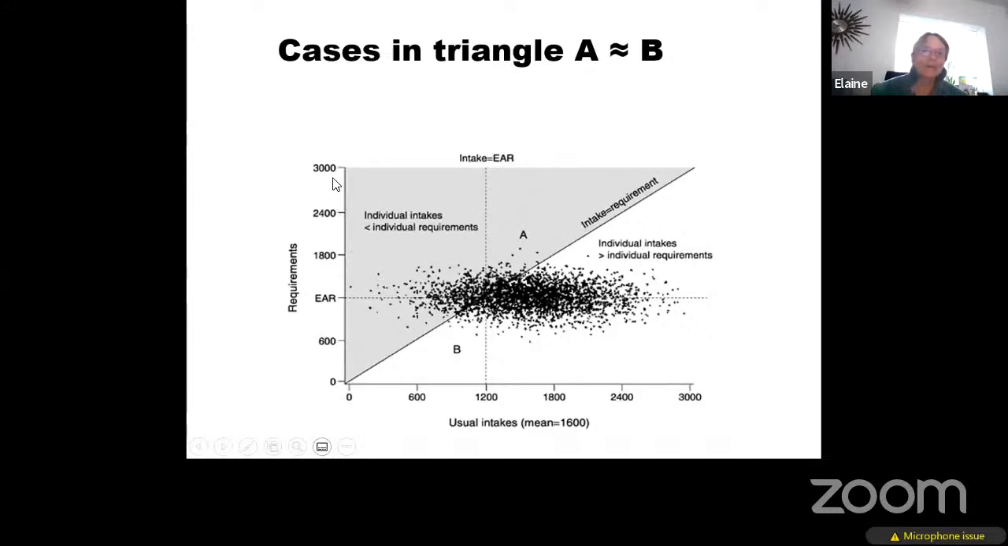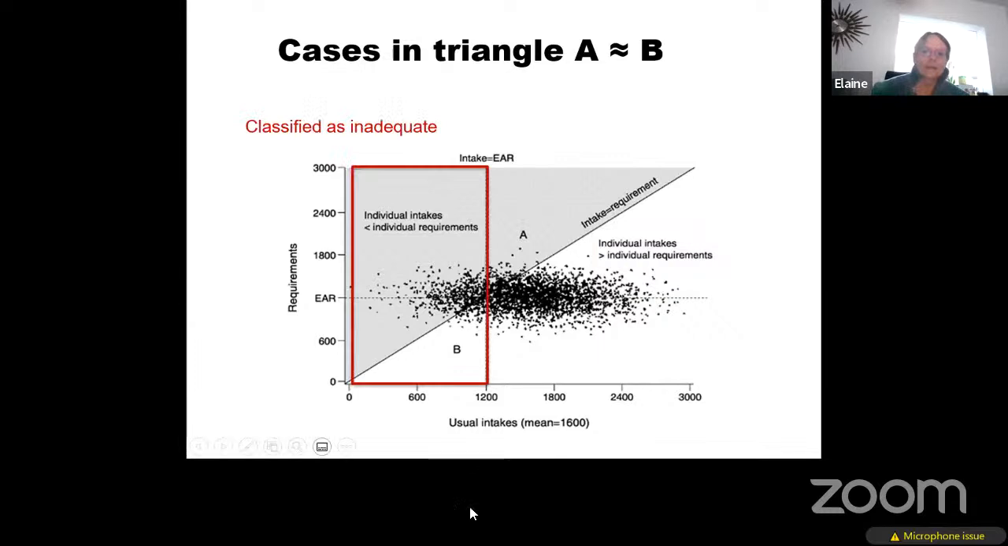So what we're seeing here is requirements as compared to usual intakes. This line is showing where the intakes equal requirements. So the gray shows individuals whose intakes are not meeting their requirements, and the white shows their intakes are meeting the requirements. So that's where the individuals' intakes are less than the requirements, and this is where the individuals' intakes are greater than their requirements.